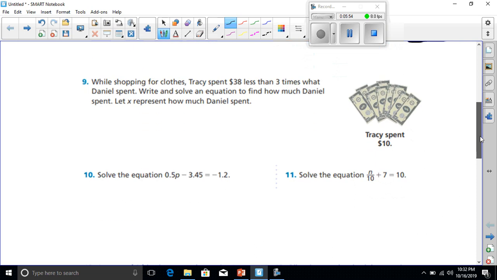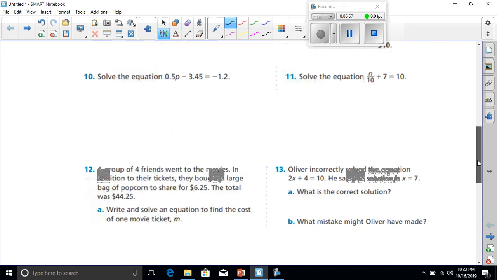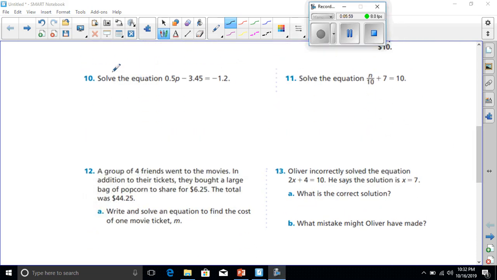All right? Number 9 is yours to do, which means number 10 is mine to do. It says solve the equation 0.5p minus 3.45 is equal to negative 1.2. Once again, we're going to follow the rules doing PEMDAS backwards. If I do that, I do addition and subtraction first. This is multiplication, so that means I'm going to have to deal with this number that is a negative number first. Well, the inverse of negative 3.45, of course, is positive 3.45.